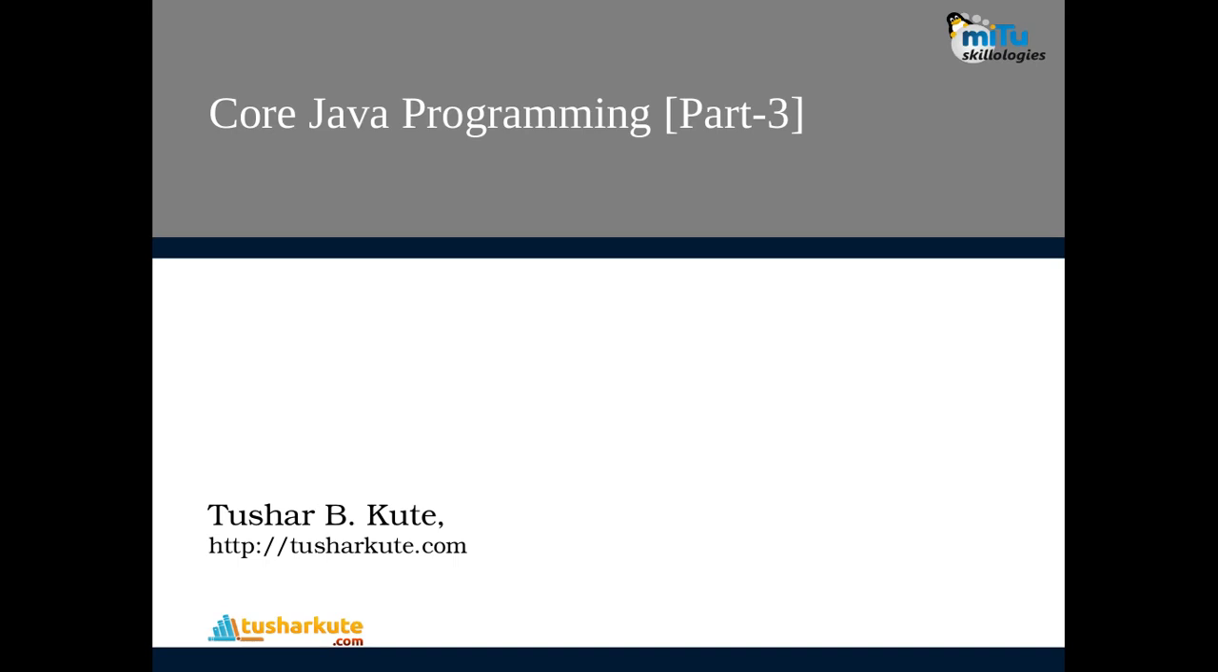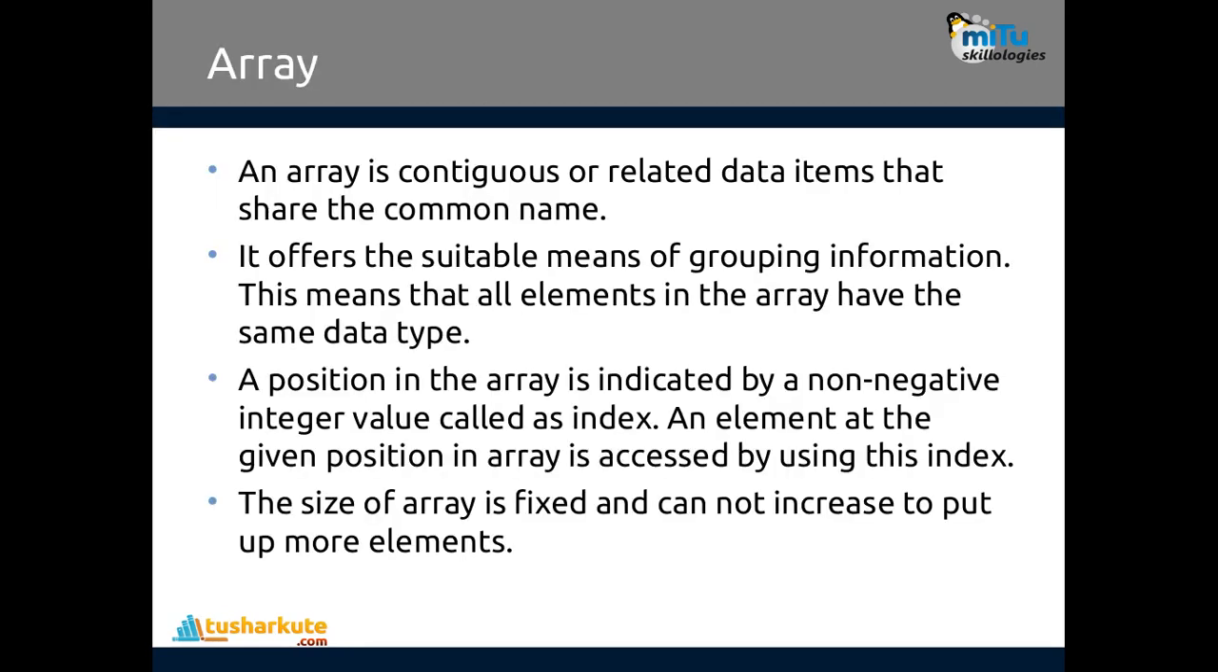Array is basically the most important and core part of every programming language. An array is a contiguous or related data items that share a common name. Okay, so if you know C++, you might know the concept of array here. A collection of similar kind of data we term as array. It offers a suitable means of grouping information. This means that all elements in the array have the same type of data.